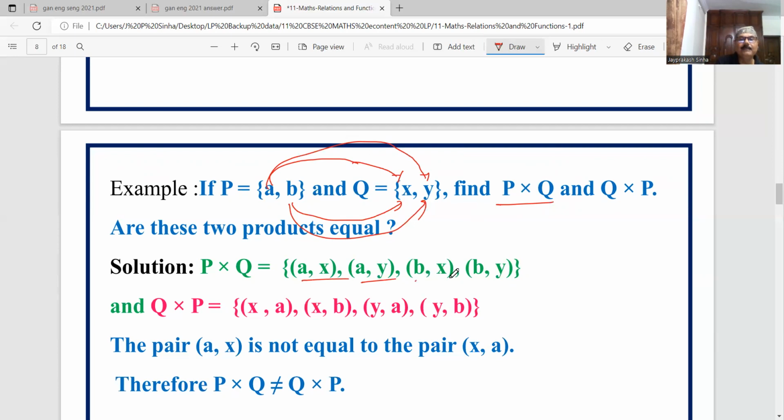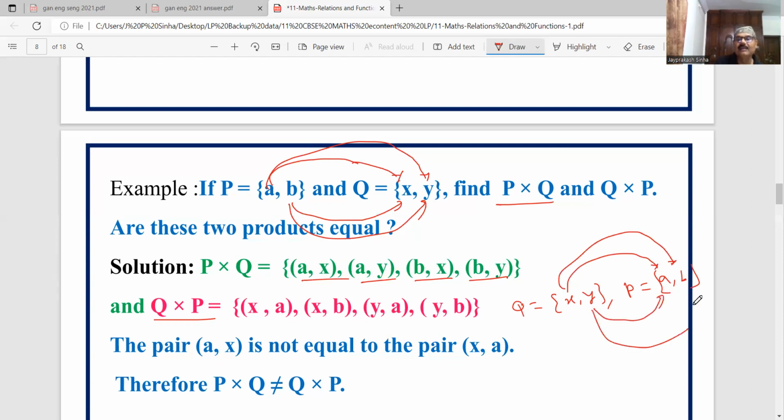AX, AY, BX, BY. Now we are taking Q cross P. Q is equal to {X, Y} and P is equal to {A, B}. So here the elements of the Cartesian product Q with P will be XA, XB, YA and YB. XA, XB, YA, YB.